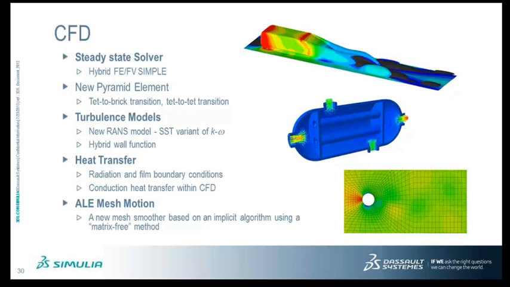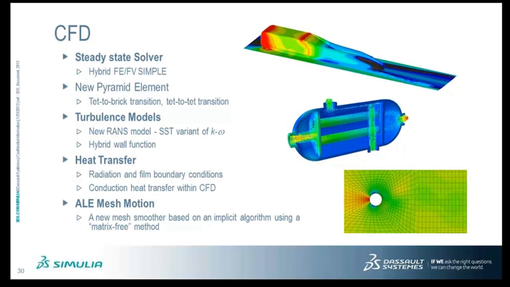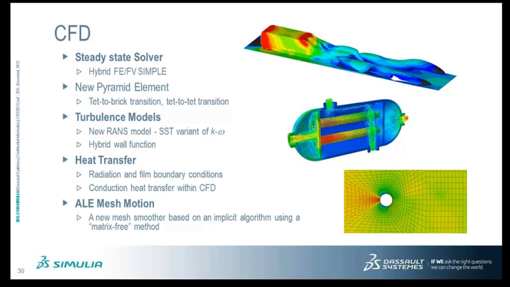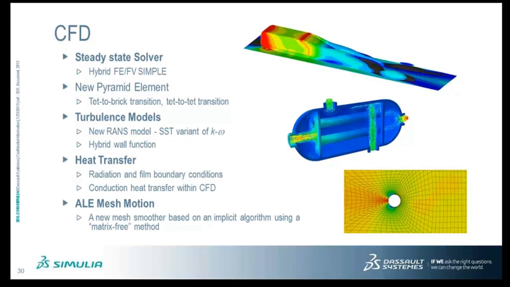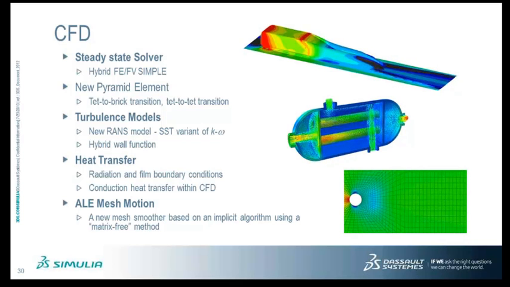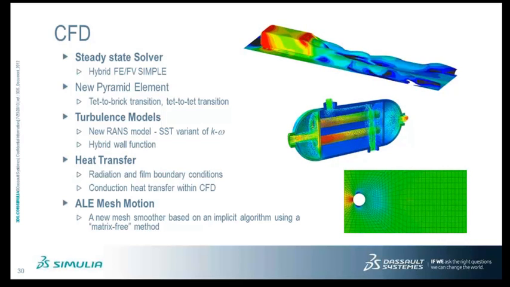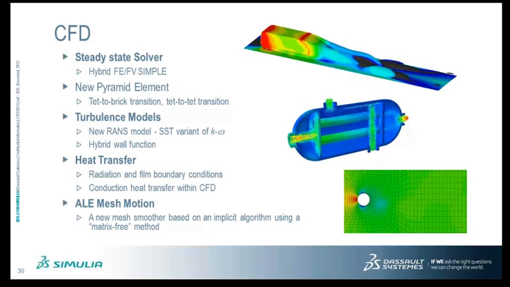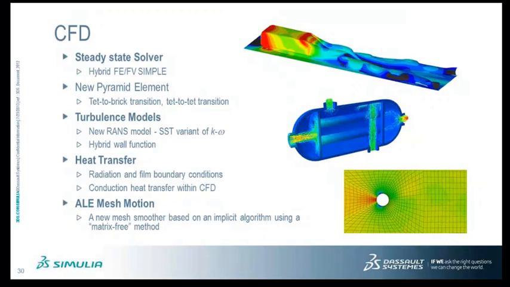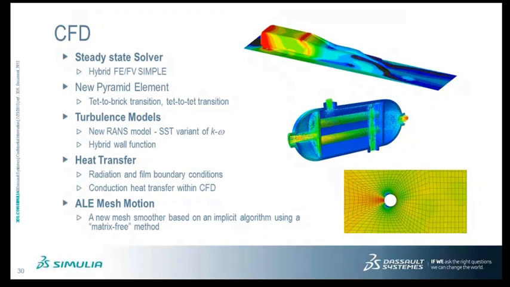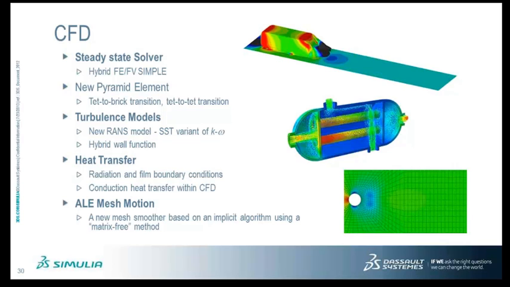So in 6.12, we introduced an implicit transient time stepping capability, which allowed you to get to steady state faster by taking larger time steps. But in 6.13, we've actually implemented a full-blown steady-state solver. So this will allow you to get to your steady-state solutions quicker. We've introduced a new element topology in CFD as well.